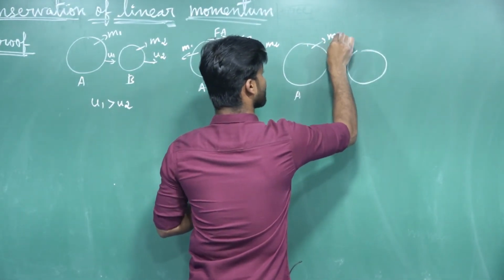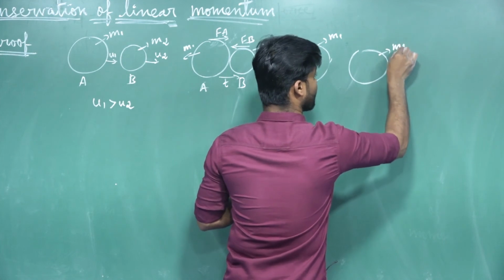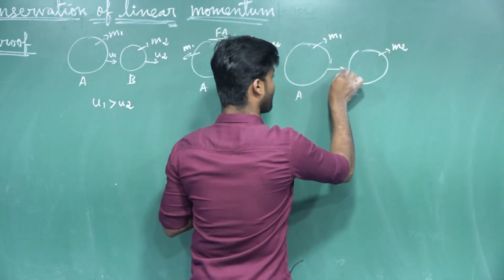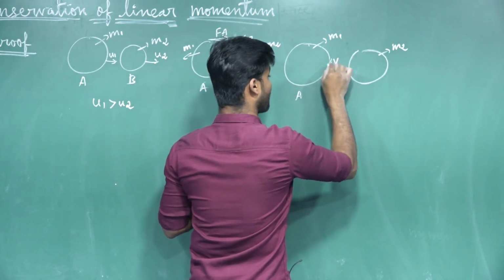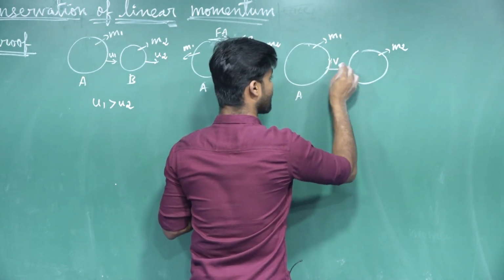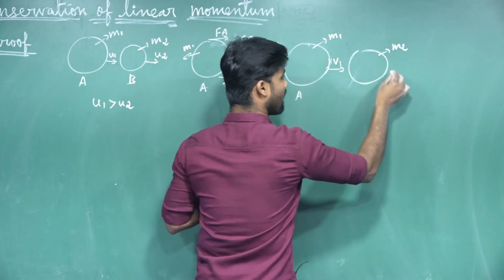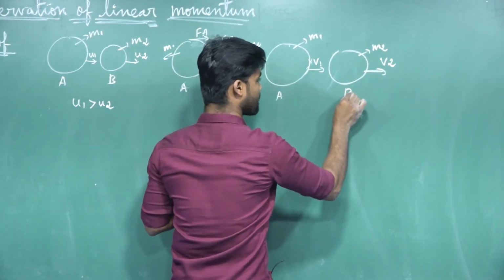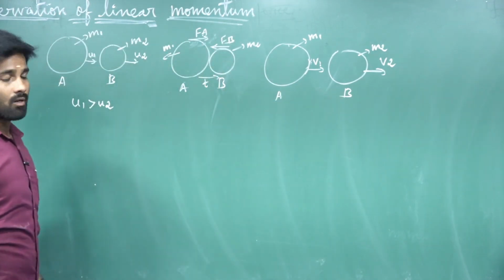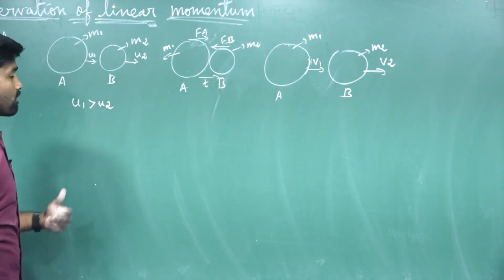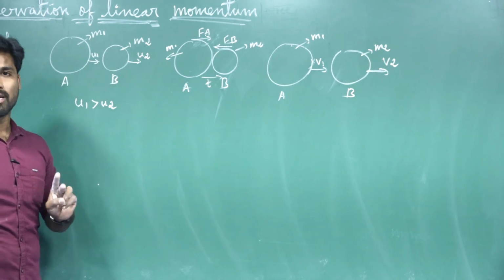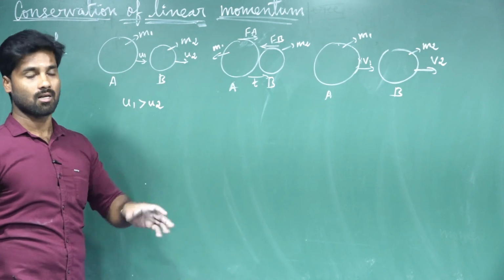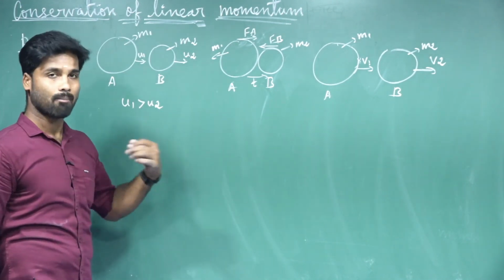There is no change in the mass, but there are changes in the velocities. This is the velocity after the collision. The velocity will change, and we call it the final velocity. This is v1 and this is v2. This is object A and this is object B. Now, two laws should be applied here: the first one is Newton's second law and the second one is Newton's third law. These two have to be applied here.